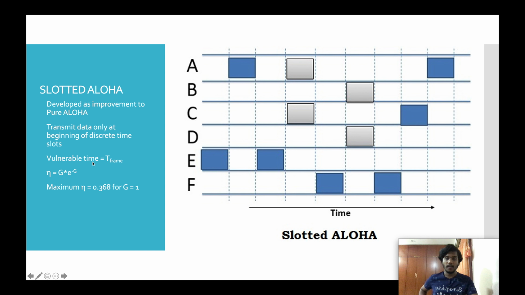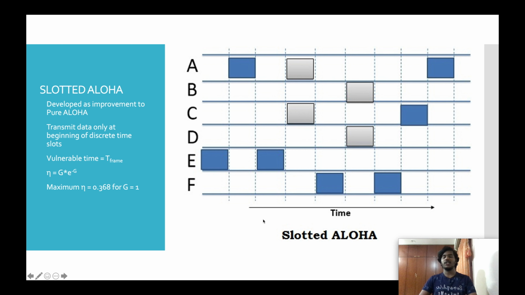And since the vulnerable time doesn't have a 2 in it, we don't have 2 in the efficiency, and calculating it by differentiating, the maximum efficiency you can achieve is 36.8%, which is about double of what pure ALOHA achieves, and it is for G equals 1, or for one node. It is obvious because if one node transmits a message, it obviously has maximum efficiency, or 100% efficiency, and this is what slotted ALOHA achieves.